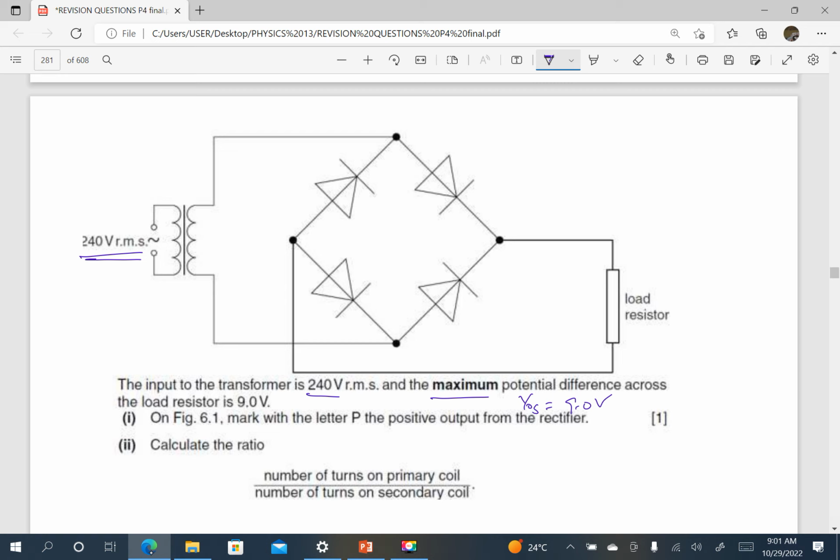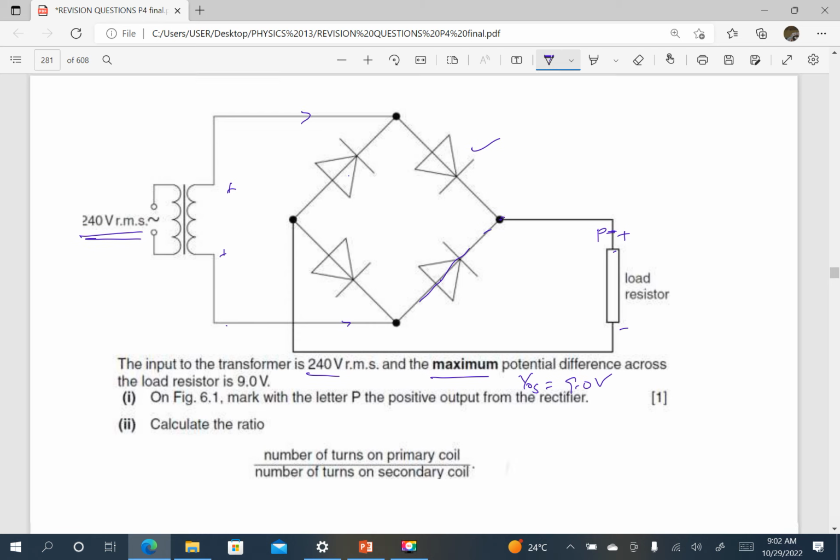So let's try to move around. If current enters from this side, this is conducting, this will not and this will not, so it enters from this side. It continues, it comes out from this side. If this becomes positive and this is negative, current again will enter from the same point. It will take this route and enter from this point. So it means up is positive, bottom is negative. So they said label this P. So P is at the top.